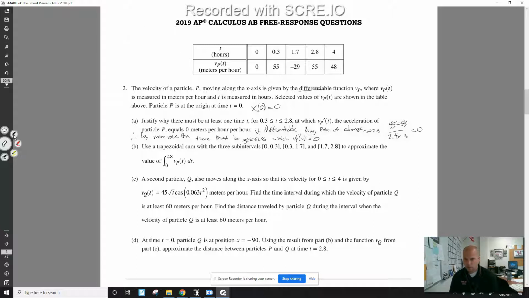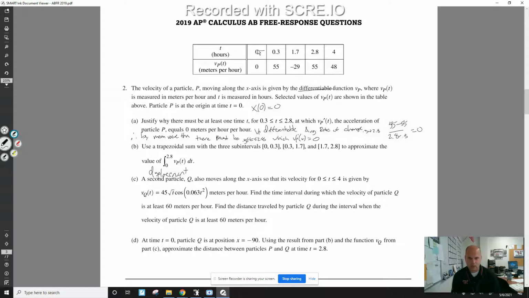Okay. Use a trapezoidal sum with 3 subintervals to approximate the value of the integral from 0 to 2.8 of v of t dt. They don't even ask you what this means. Usually they'll say calculate this and then tell me what it means, interpret it. So I'm going to interpret it for you. This is the displacement of the particle from 0 to 2.8.